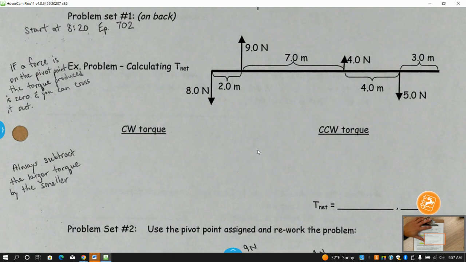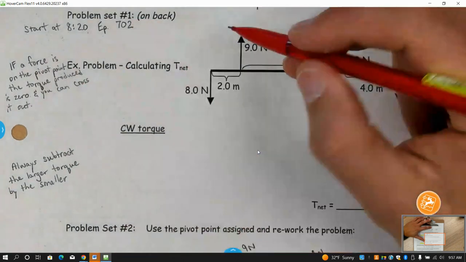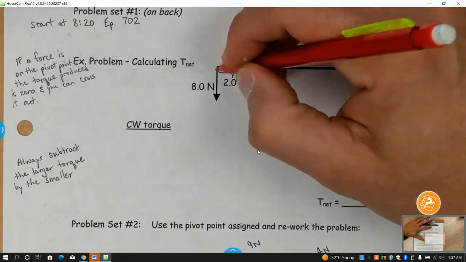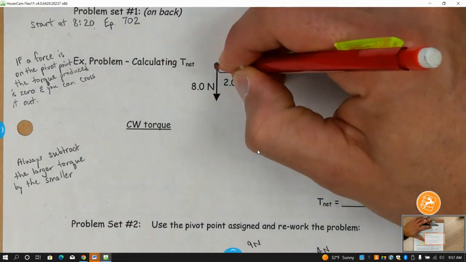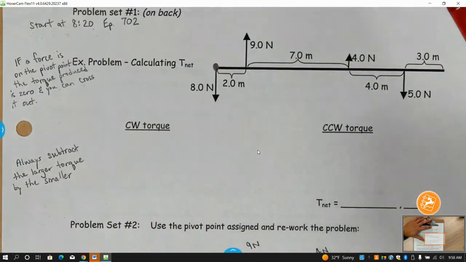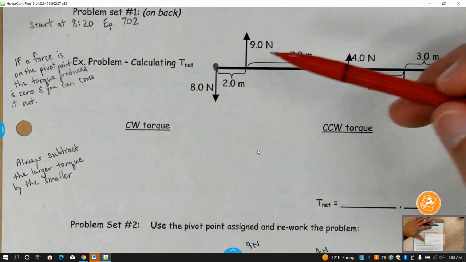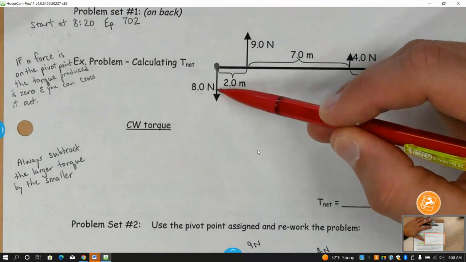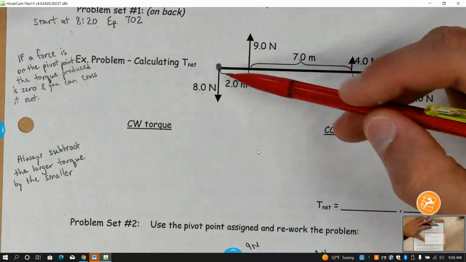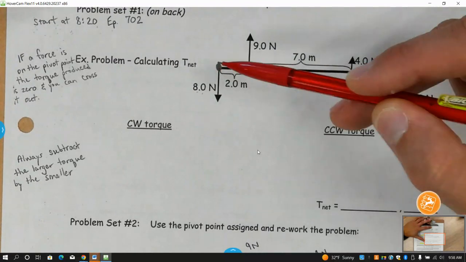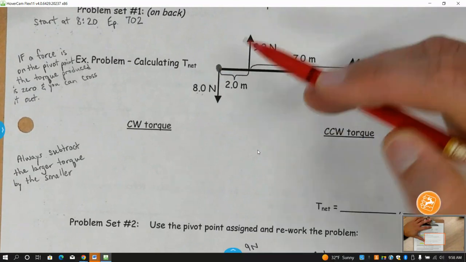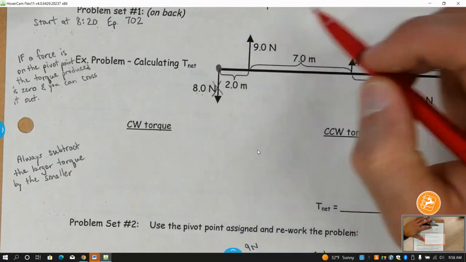So for the very first one, if a force is on the pivot point, then the torque produced is 0, and we can cross it out. So I'm going to place this all the way at this end right here. You guys are going to place your pivot point right there. Now, since the 8 Newton force is on our pivot point, why would we cross it out? Well, because there's no lever arm, right? There's no distance from the pivot point to that force. So that is why you can cross out this 8 Newton piece.